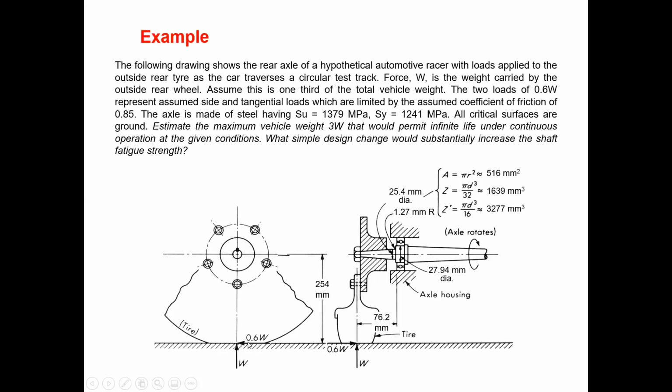Then due to this 0.6 W, there is a torsion, because if I draw here, this cross section I will draw like this. Due to this load, if you apply a load like this, it will try to rotate. So due to this tangential load, there is a torsional load. And at the same time, due to the 0.6 W, there is an axial load and bending downward. This W value is upward, and due to this 0.6 W, it will bend to this side. So these are the loading conditions.